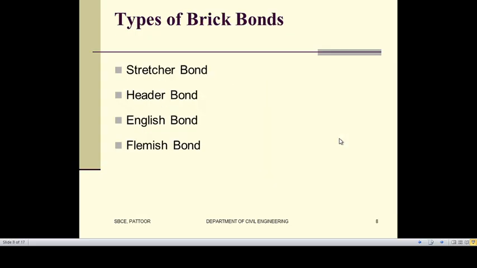Next is types of brick bonds. There are different ways in which we can construct a brick masonry. So these are the four types of brick bonds: stretcher bond, header bond, English bond and Flemish bond. In this particular lecture I will explain about stretcher bond and header bond.